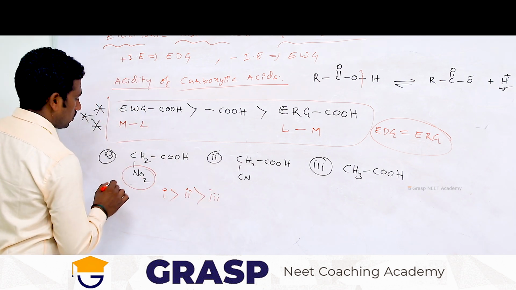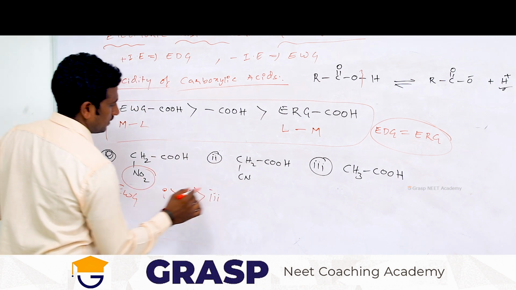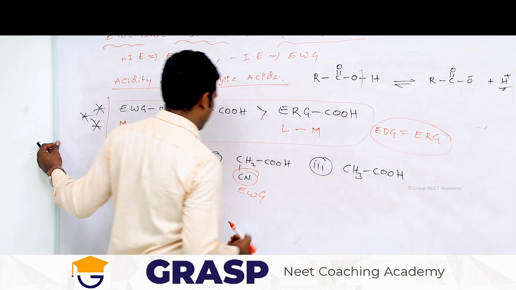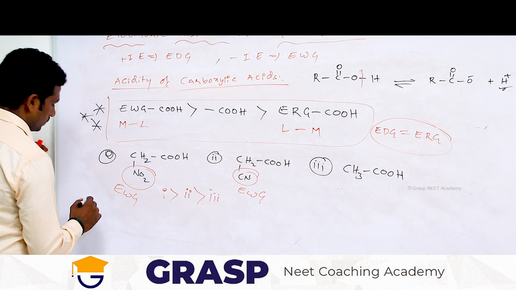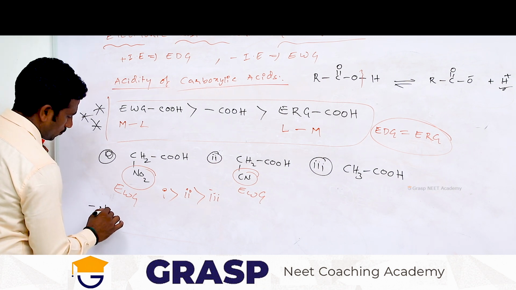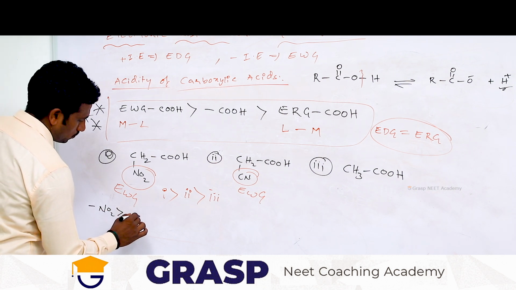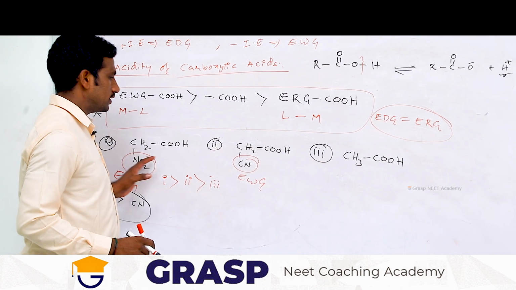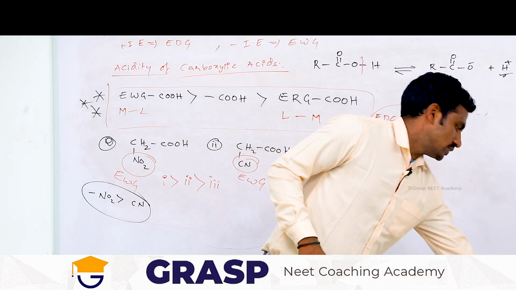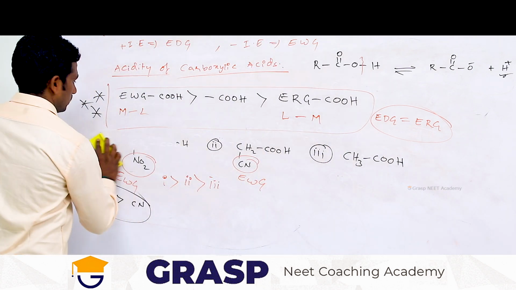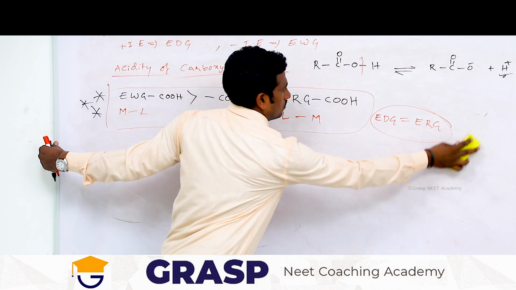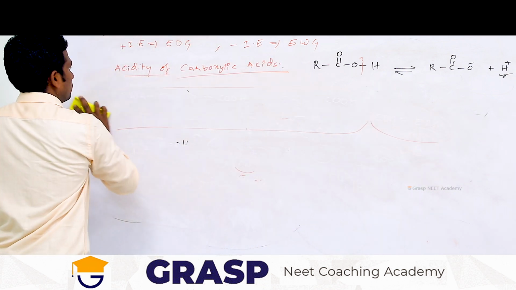Why? Because it is an electron withdrawing group. Here it is an electron withdrawing group, but the electron withdrawing power is more for the NO2. Electron withdrawing power is more for the NO2, that is why it is more acidic in nature. This is the order related to the carboxylic acids. One more compound I will take, then you can understand. So, the acidity order of the carboxylic acids.